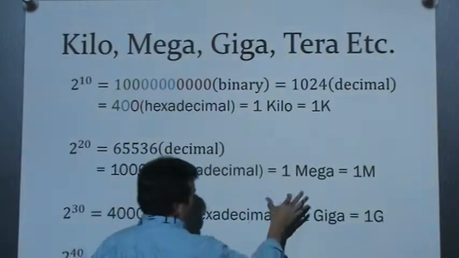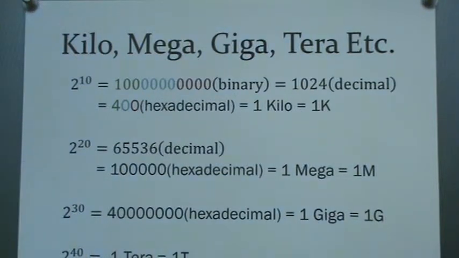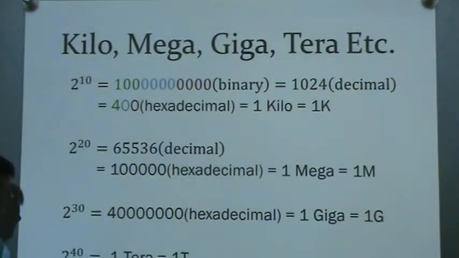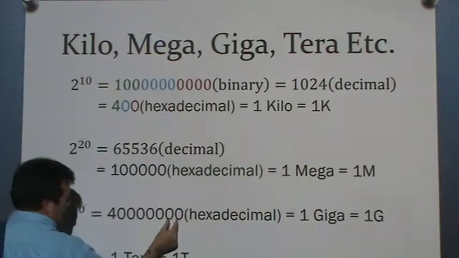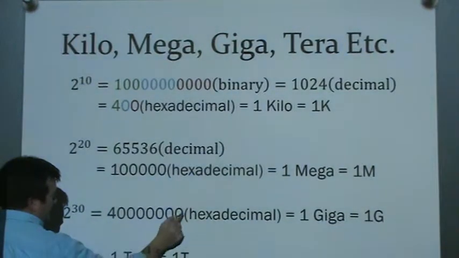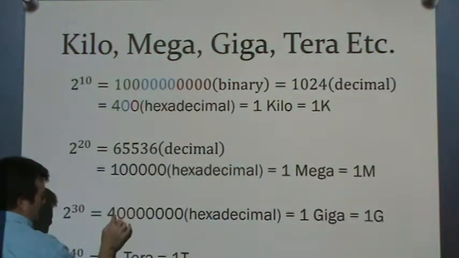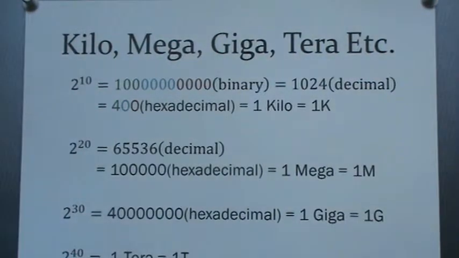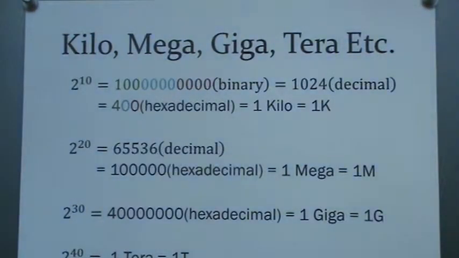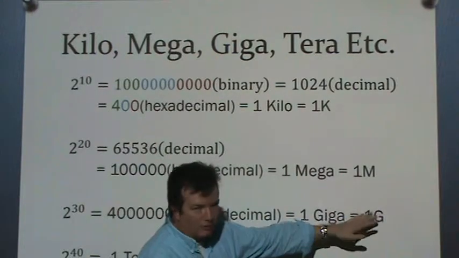Okay, and then this ends up being mega or 1M. Then 2 to the 30 can be represented with this many: 1, 2, 3, 4, 5, 6, 7. 7 times 4 is 28 bits, so 30, 31 bits. The number of symbols for a hexadecimal number would be 1/4th as many as the binary version. And then 2 to the 30 ends up being 1 giga or 1 G.